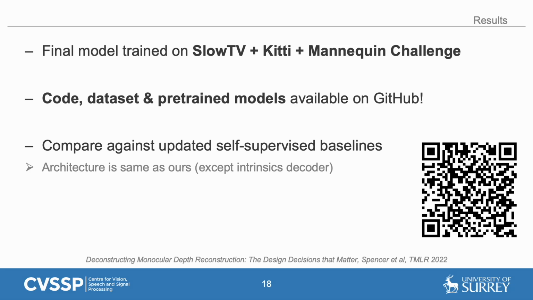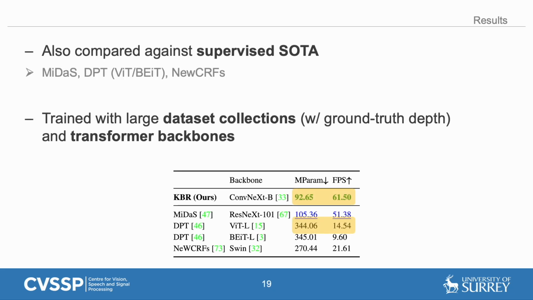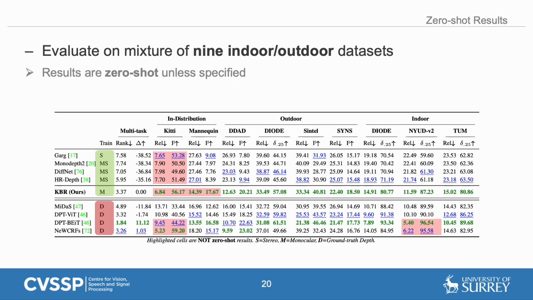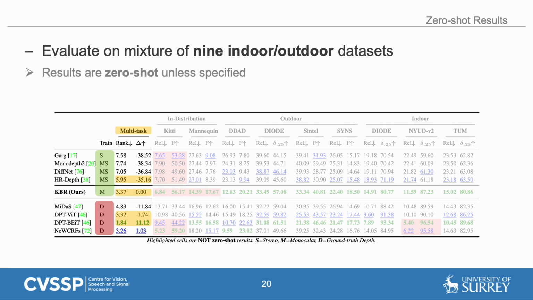We compare our approach with the updated self-supervised baselines from the monodepth benchmark. We also compare against state-of-the-art supervised approaches which use costly transformer backbones. We evaluate all models on a mixture of 9 outdoor and indoor datasets. Most of these results are zero shot, meaning that the model isn't fine-tuned and instead must generalize to previously unseen datasets. Our approach outperforms all other self-supervised models by a large margin and is on par with supervised methods that rely on LiDAR, RGBD, or structure from motion.